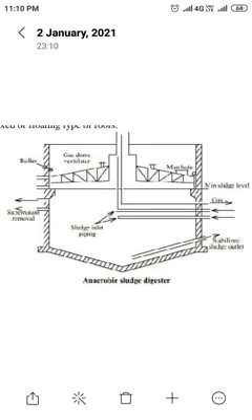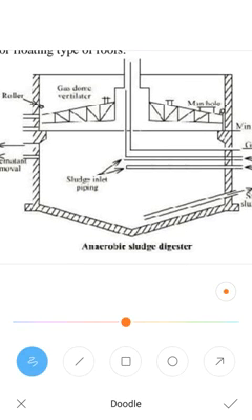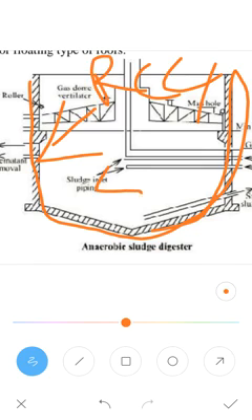Next is the sludge digester. This sludge digester is the digestion tank which is used for digesting the sludge. This digestion tank is cylindrical in shape, and it is made of either RCC or steel.